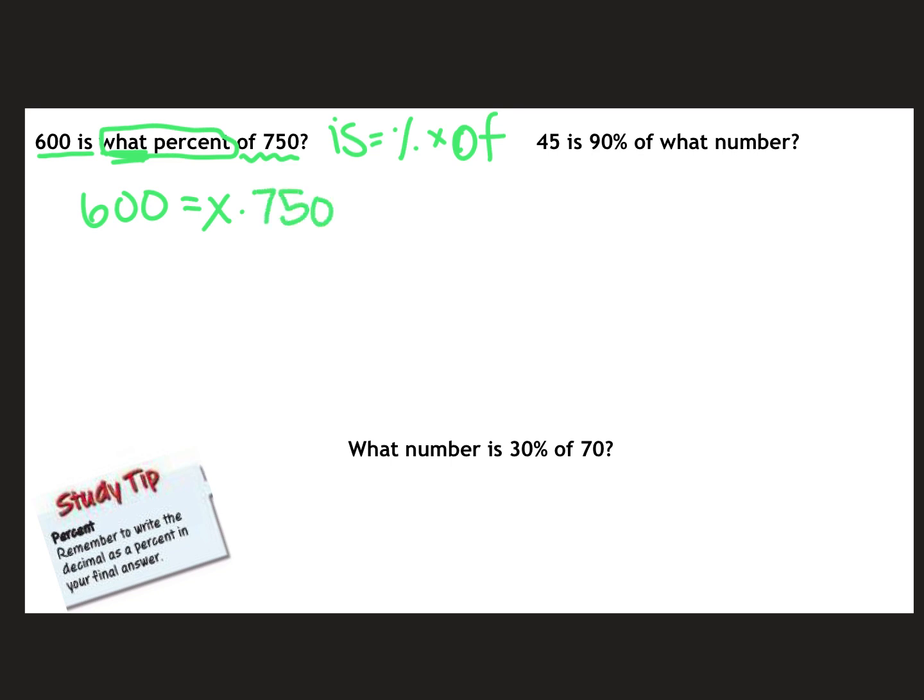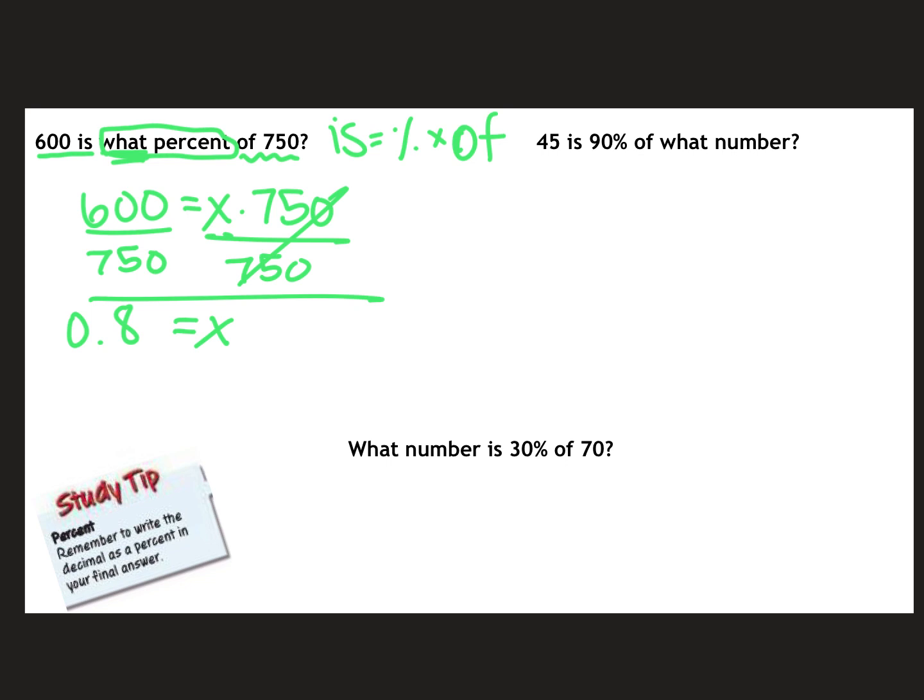So now I have a one-step equation where I'm solving for the variable. And in order to do that, we divide both sides by the number that's with the variable. So when I do that, I end up with this for an answer. However, that needs to be converted to a percent. So to do that, I move my decimal 2 spots to the right. So then what percent? Our answer is 80%. So when you get that decimal answer, when you are trying to find the percent, you have to remember to turn the decimal into a percent.